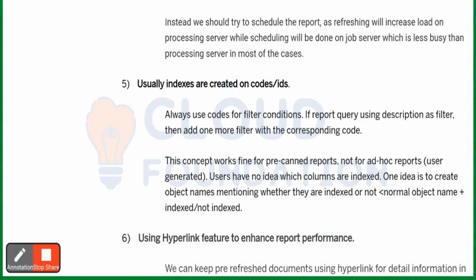And the fifth point is that indexes are usually created on codes or IDs. Always use codes for filter conditions. If you are keeping any filter condition, it is better to use codes. In our real-time projects, a company code will be there. They will have a company code with a number, and they also have an additional object, the company description, which is in text format.